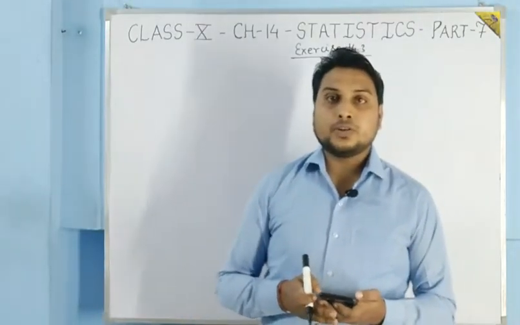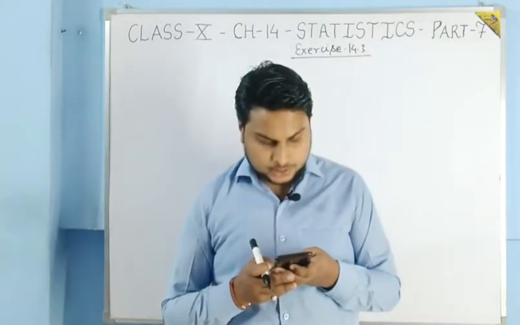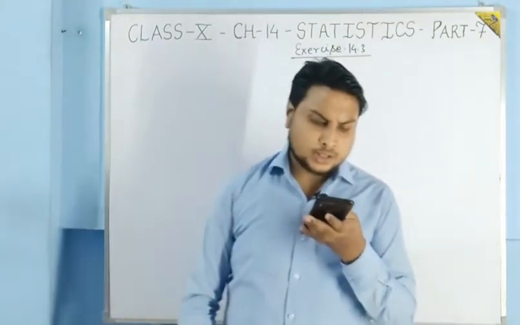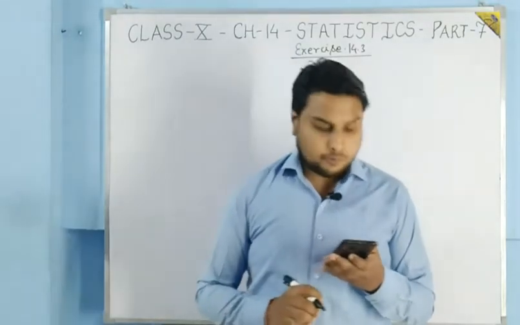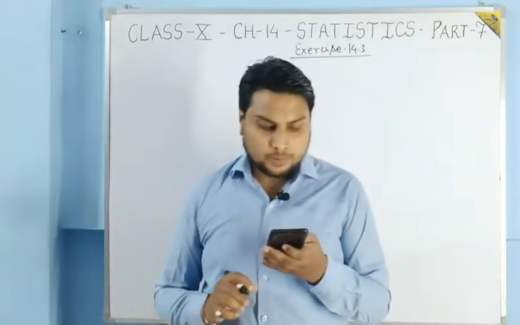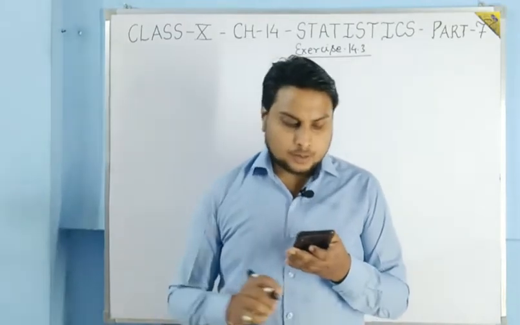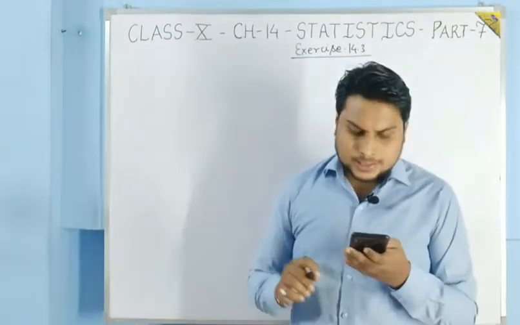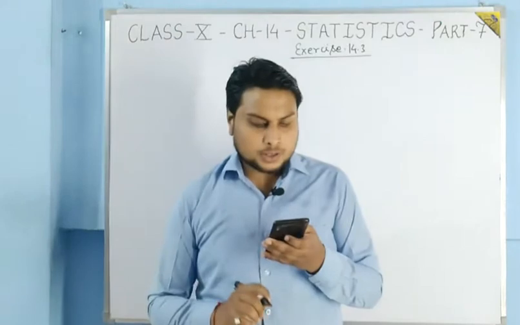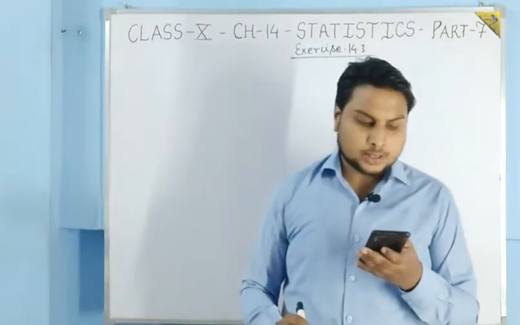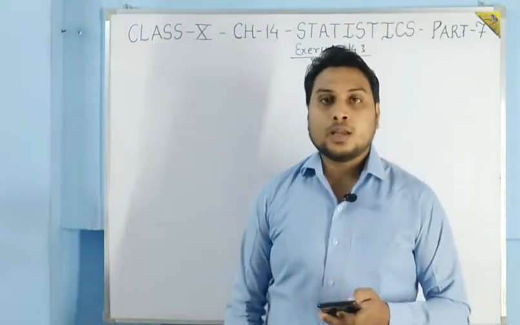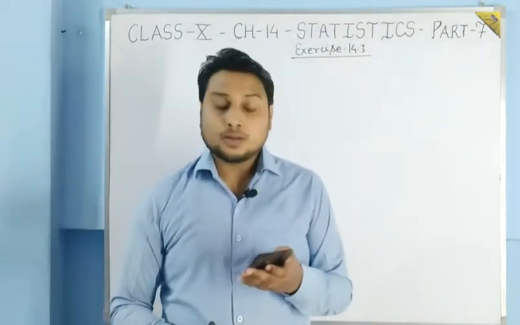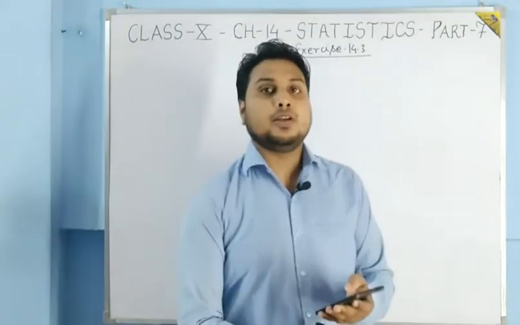Coming to question number 3, students. Question number 3 is, a life insurance agent found the following data for distribution of ages of 100 policy holders. Calculate the median age if policies are given only to persons having age 18 years onwards but less than 60 years. Students, here the table is given in a somewhat different form.